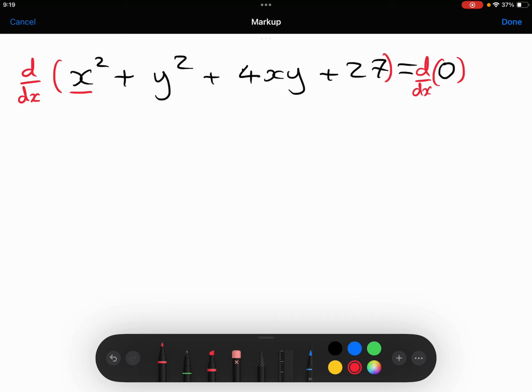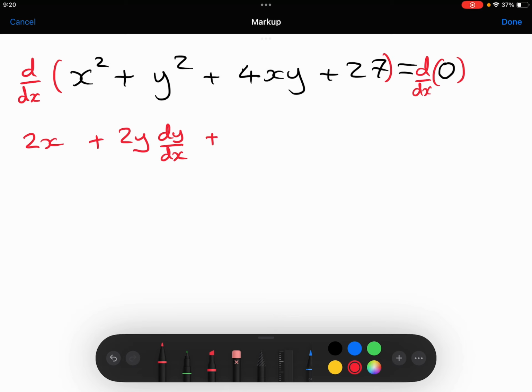Right, differentiating the x squared. Well, that's going to be nice and simple because it's an x term, so that's going to give me 2x. The y squared, need to be a little bit careful with this because this is a y function, so we'll differentiate with respect to y, and then we'll times by dy by dx.